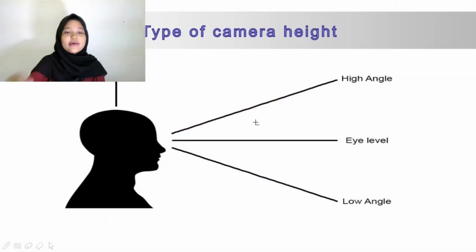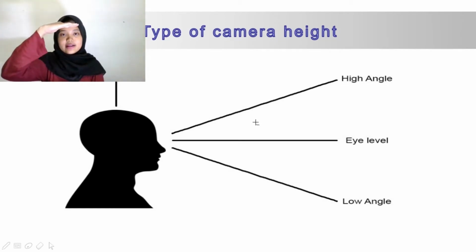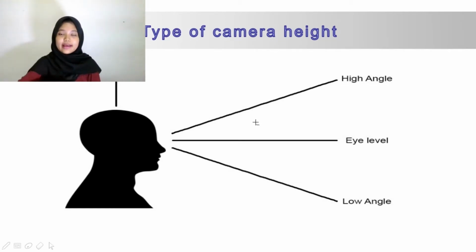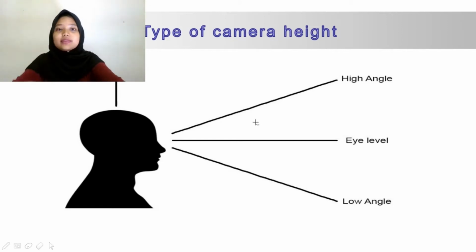So here we have three types of camera height. First we have high angle. Second we have low angle, and third we have eye level. So I will give an explanation to you about these three types of camera height.